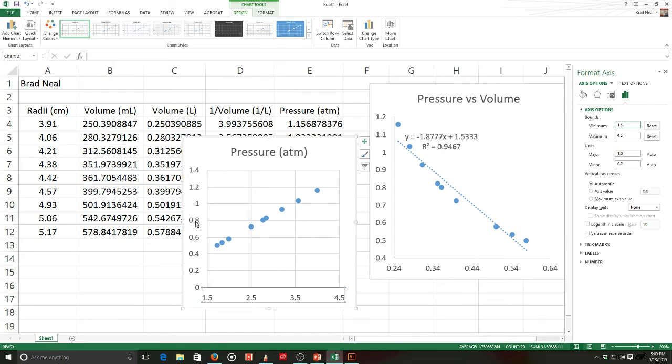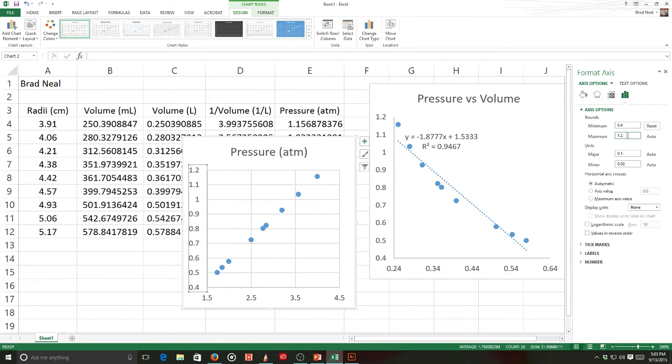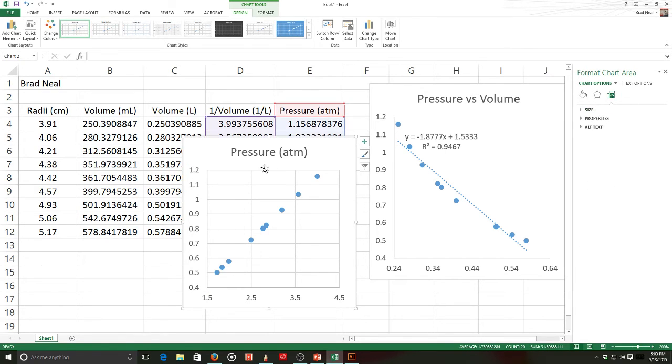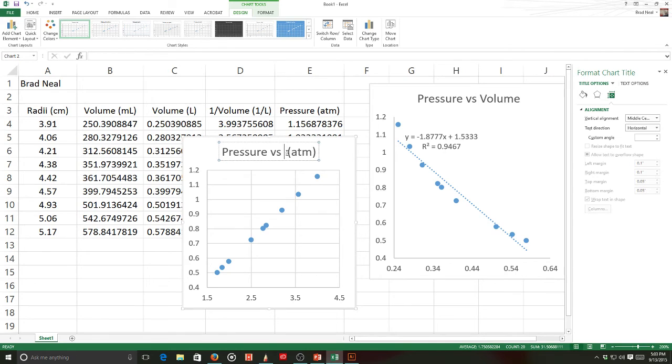I'm going to select my y-axis and say, okay, well, the minimum should be 0.4 and the top here should probably be 0.12. And it did that for me already. Fantastic. Great. That definitely takes up all the space that I've allotted for it. Fantastic. Now this is not pressure versus volume, this is pressure versus 1 divided by volume. That's important. Let's go ahead and get rid of that unit in there.